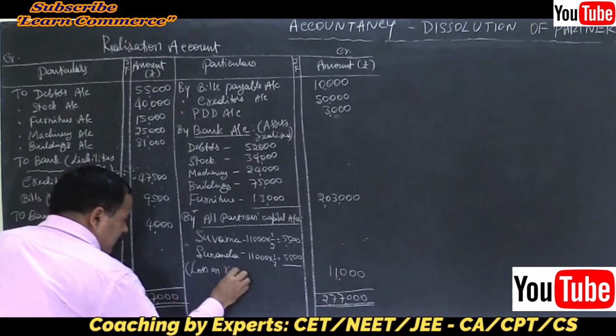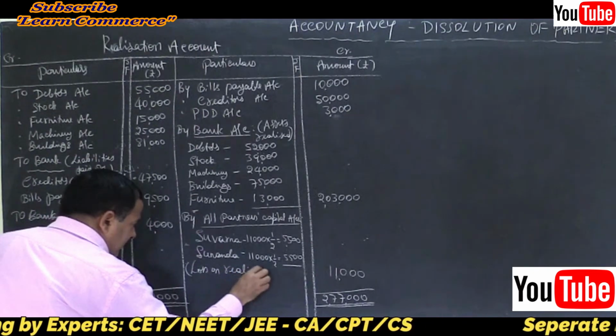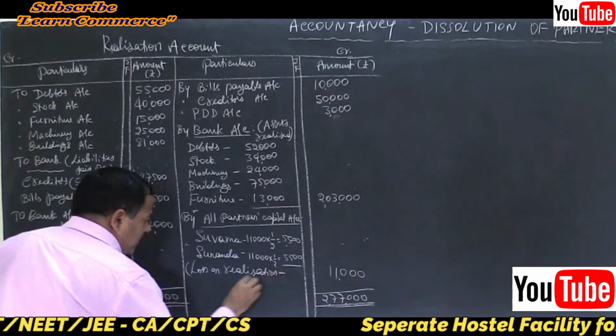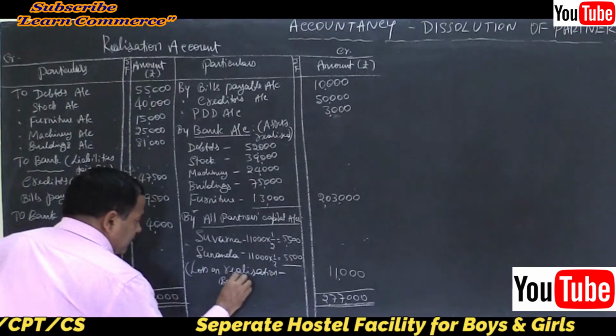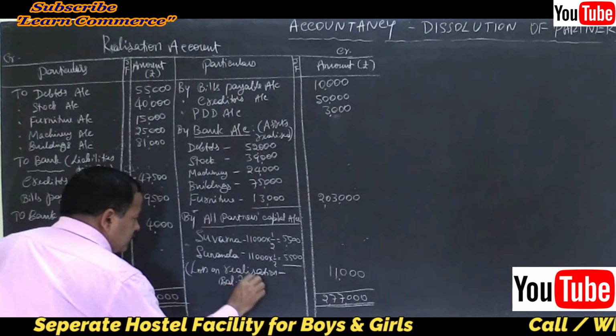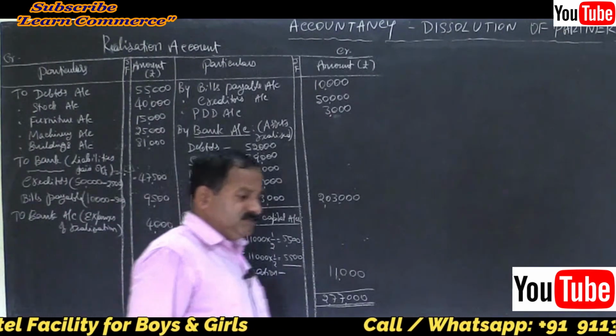Loss on realization. Don't write account. Loss on realization is the balancing figure. That is what you have to do. It's done.